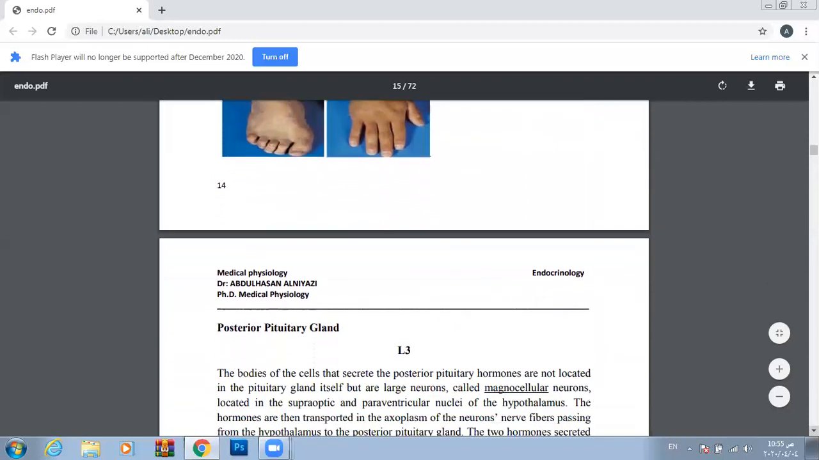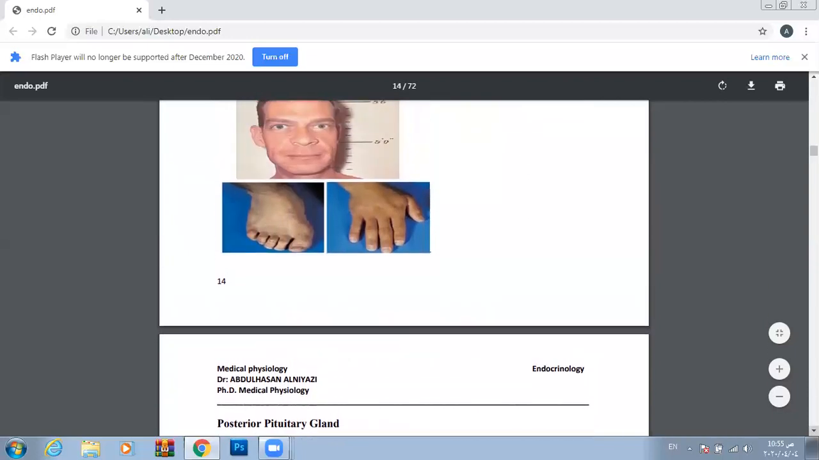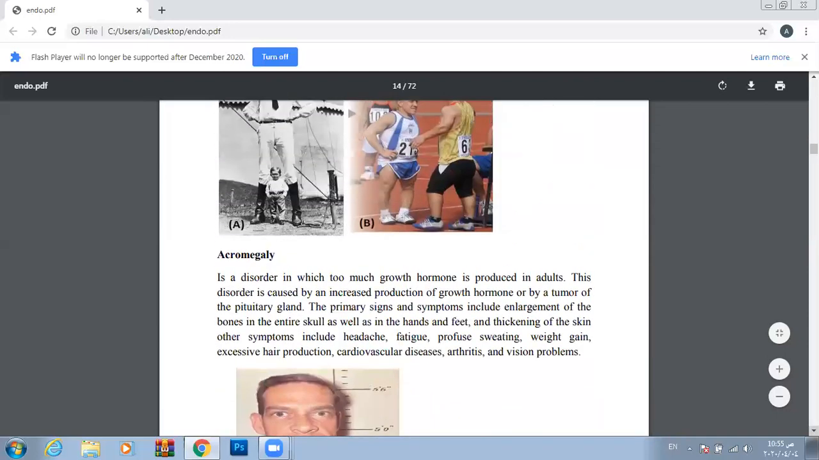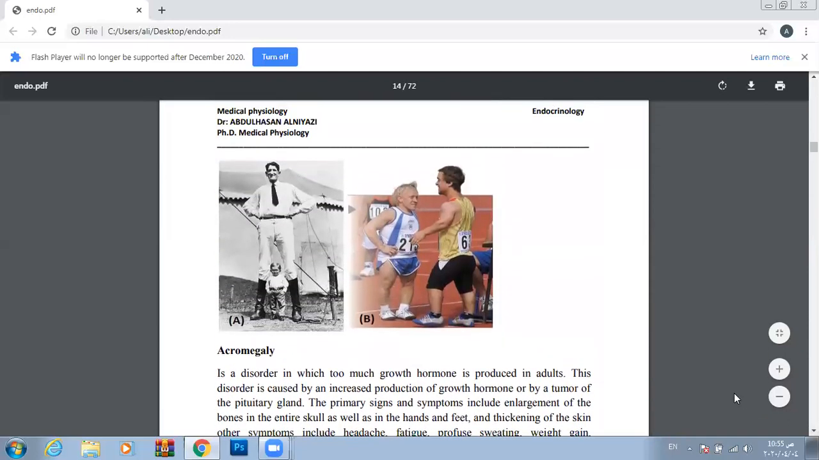These are the important hormones of the anterior pituitary. هنا الصورة شو نشوف؟ نشوف هذا gigantism، سوري هذا acromegaly، هذا نسميه dwarfism. هذا before puberty. This is after puberty. This is which is called acromegaly after puberty.